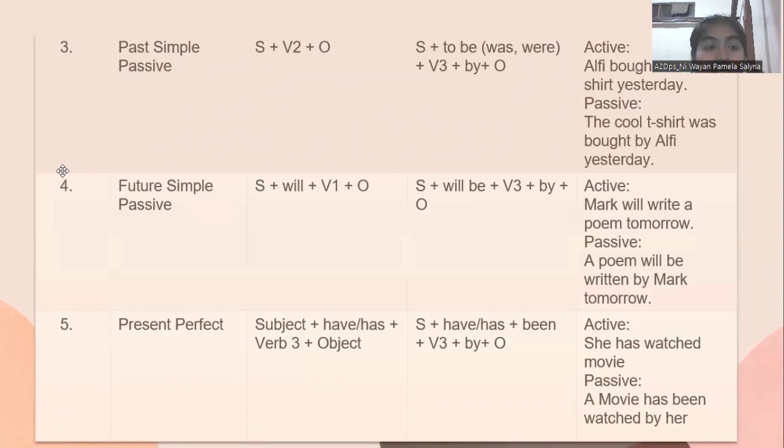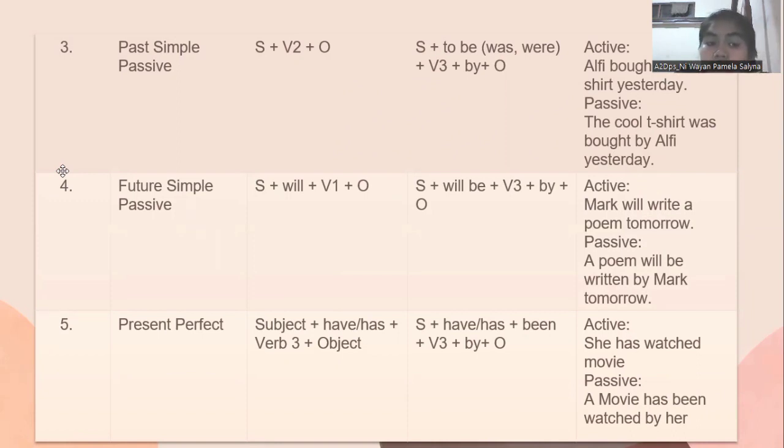Number four is future simple passive. The pattern of active voice is subject plus will plus verb one plus object. And for the passive voice is subject plus will be plus verb three plus by plus object. The example for active voice is: Mark will write a poem tomorrow. And for the passive voice: a poem will be written by Mark tomorrow.